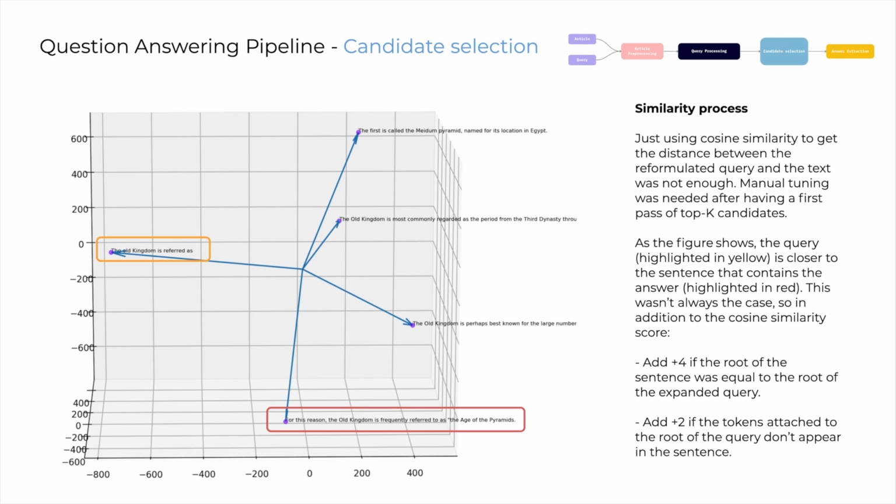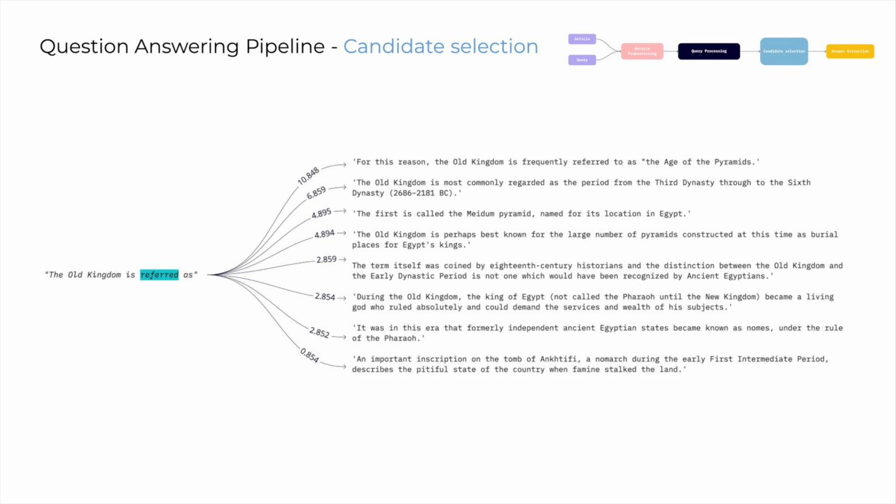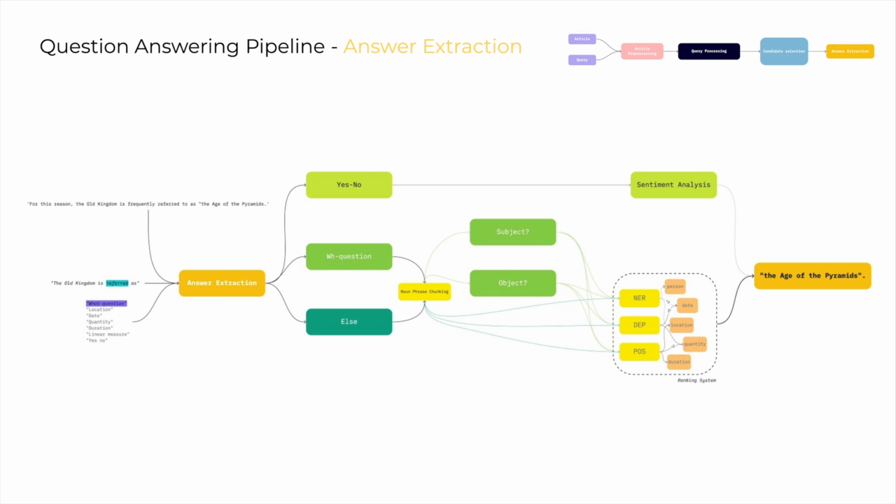Only calculating the similarity wasn't enough, so we fine-tune the search process with a scoring system. For example, we add +4 points if the root of the sentence is the same as the reformulated query and end up with a new rank. We distinguish 3 different routes to extract the answer. For yes/no questions, we do sentiment analysis. For questions that aren't categorized as a what question, we do a ranking system based on named entity, dependency, and part of speech that characterizes the query.